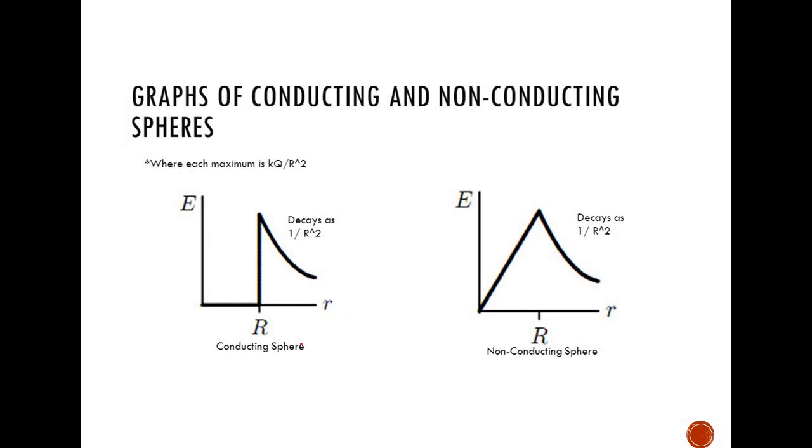This is the difference. For the conducting sphere, the graph starts from the radius R here, and for the non-conducting sphere, the line starts from 0. Inside the sphere, we obtain a straight, proportional line.